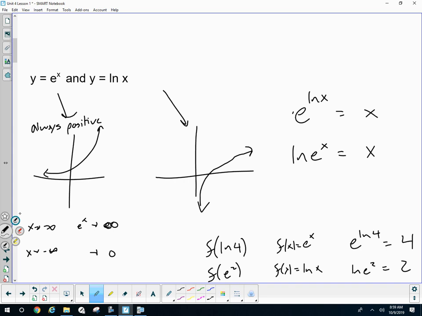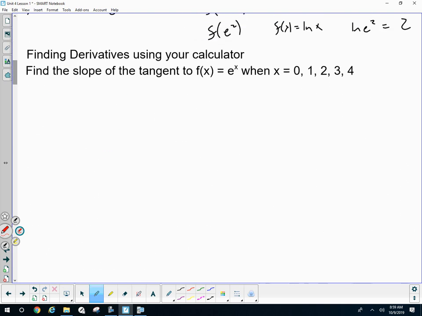Doesn't matter if it's e to the x or like e to the negative x. This would be the graph of e to the negative x, just like the reflection of e to the x. It's always positive. It's important. Okay, but let's look at the tangent slopes of e to the x.